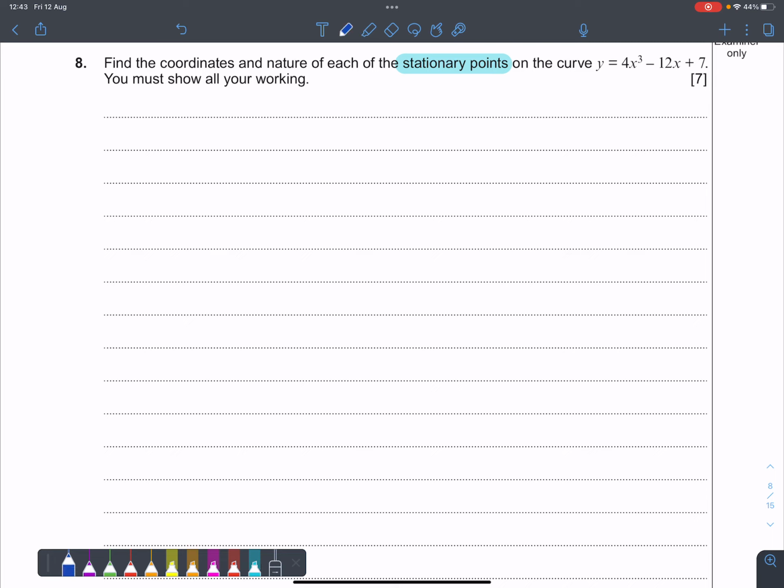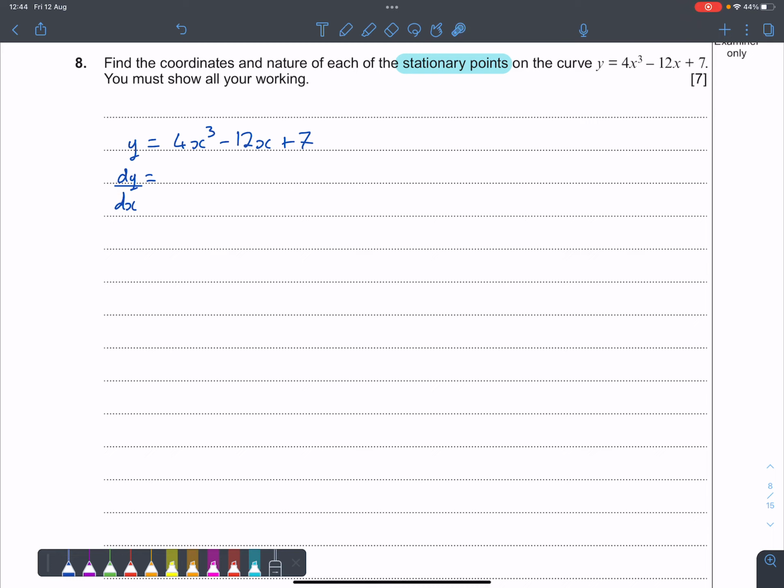Stationary points is often a fairly standard question, and I will always start by working out a couple of things that I'm going to need first. My first step is to write down my y again: 4x cubed minus 12x plus 7. Then I work out dy by dx, so I work out the derivative.